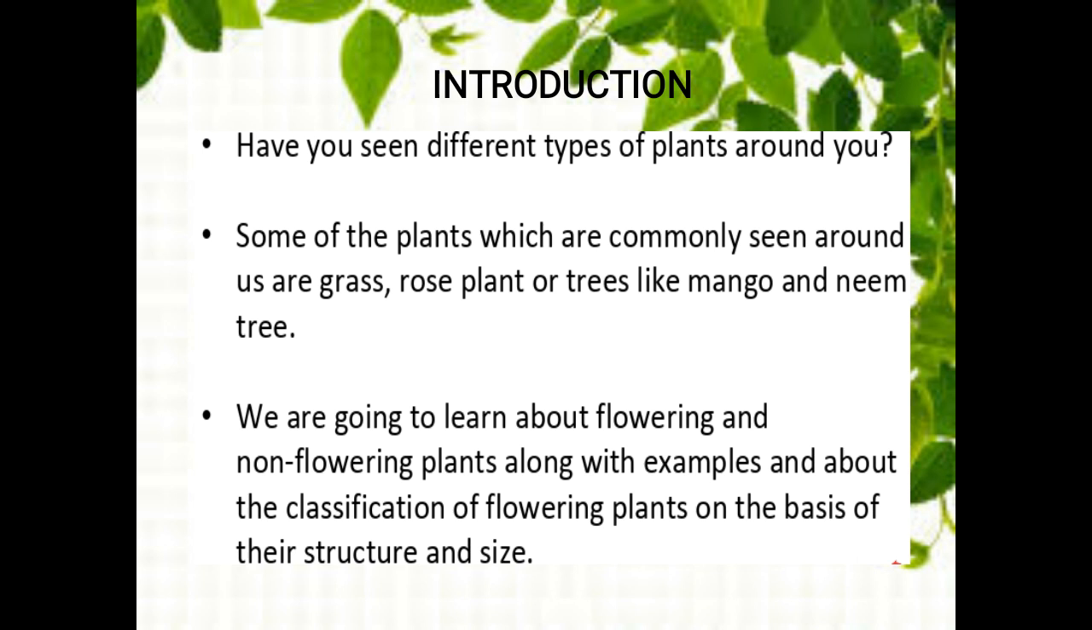Right. So before going into the topic, just say how the plants can be divided. Yes, it is divided as flowering plant and non-flowering plant. Give examples for flowering plant. Very good. The plants around us, that is rose, hibiscus, mango tree, neem tree, these are all flowering plants, right?